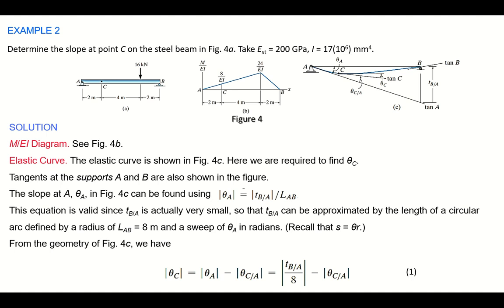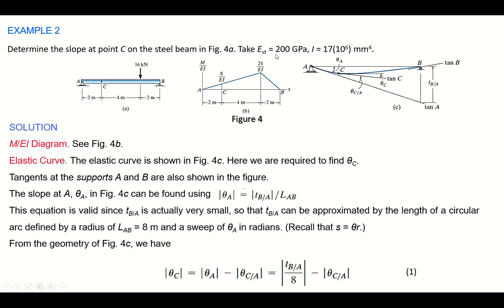Now consider this example, which says to determine the slope at point C on the steel beam. This is a steel beam whose length is 8 meter, right? A point load of 16 kilonewton is applied at 6 meter from A, 4 meter from C, and 2 meter from B.